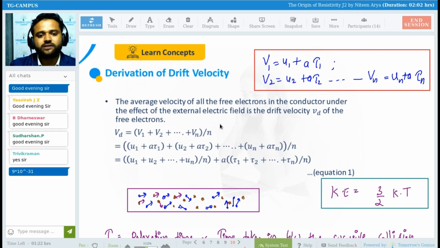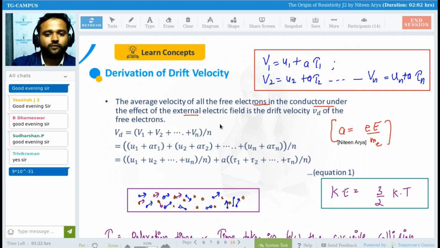Okay, so as we know, we define in this way the average velocity of all the free electrons in the conductor under the effect of an external field is the drift velocity. So Vd is V1 plus V2 plus V3 plus V4 plus Vn divided by n, because this is the average velocity. And we put the value of V1, V2, V3: u1 plus a tau1, plus u2 plus a tau2, and plus un plus a tau n, and a is minus eE upon m. If you are confused what a here is, that is the acceleration.